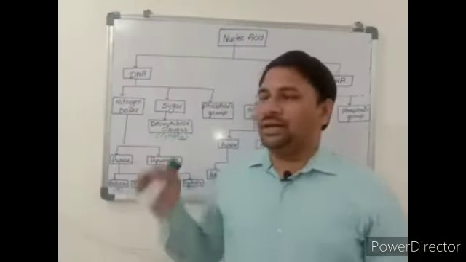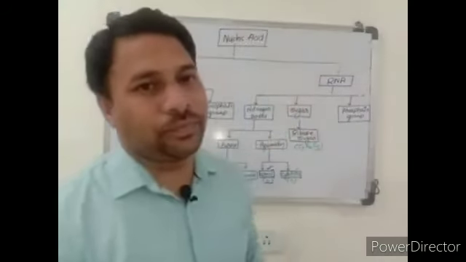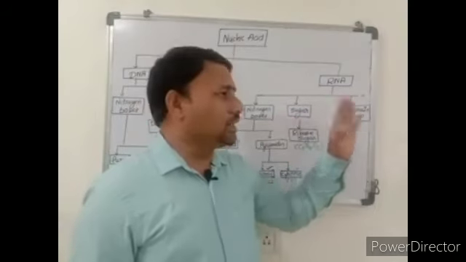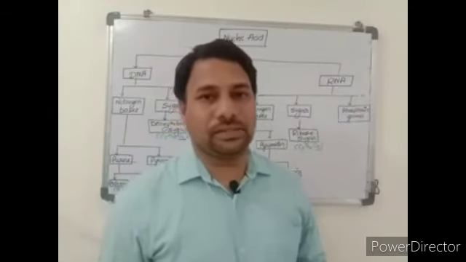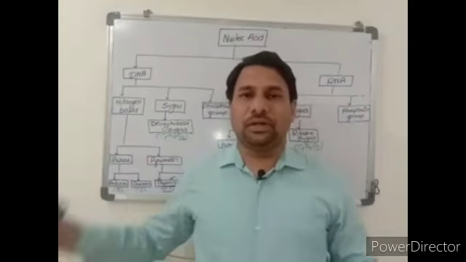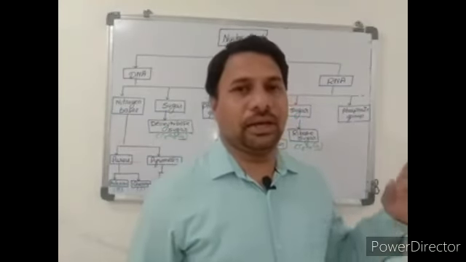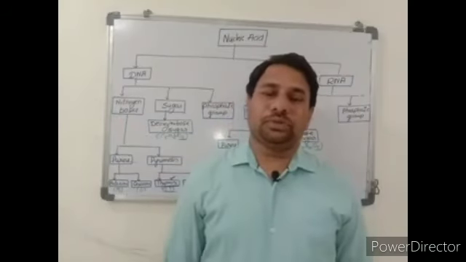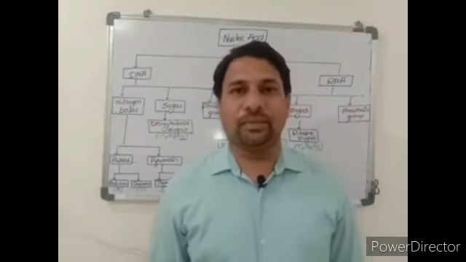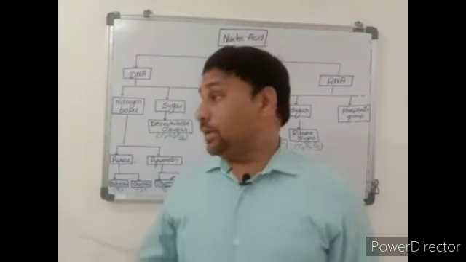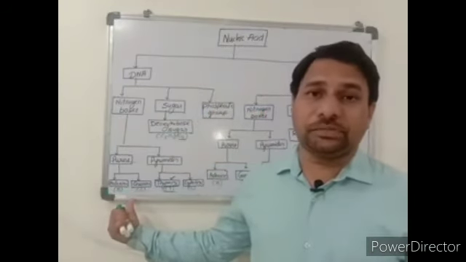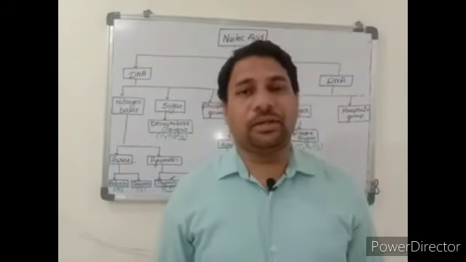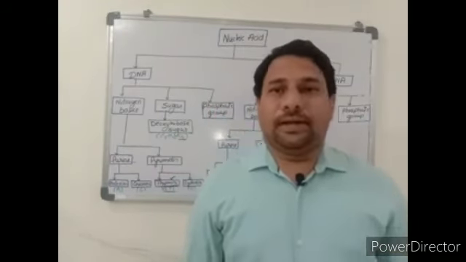So these are DNA and RNA. DNA is the genetic material of all organisms, and RNA is the genetic material of only some viruses. The main differences: DNA is double stranded and RNA is single stranded. DNA contains deoxyribose sugar and RNA contains ribose sugar. Another difference is that DNA contains thymine, which is replaced by uracil in RNA.